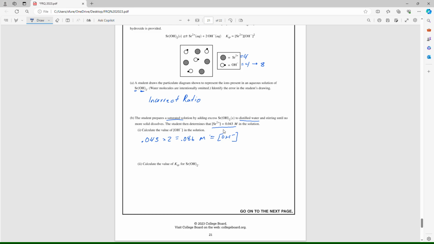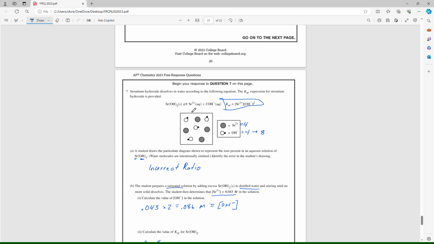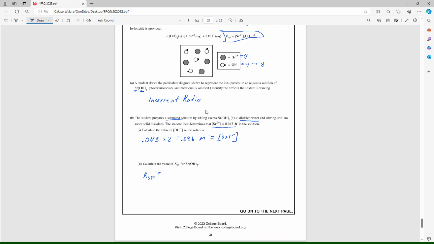Now it says calculate the value of Ksp. It already gave us the Ksp expression actually right here. But it's just like any other equilibrium constant. It's products over reactants, excluding solids and liquids, so just the aqueous components. So our Ksp is 0.043, which was the value for Sr2 plus given to us, times 0.086 squared, and that gives us 3.2 times 10 to the negative 4th.